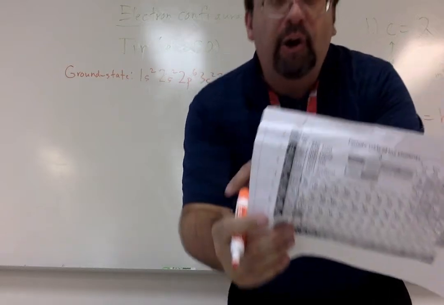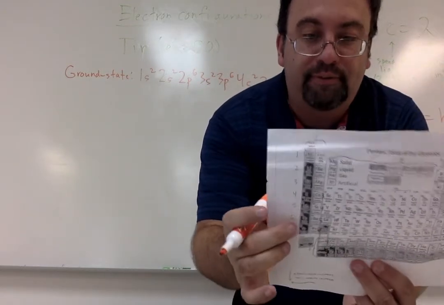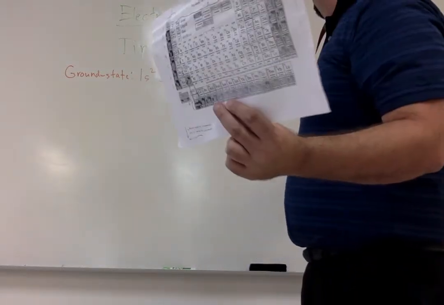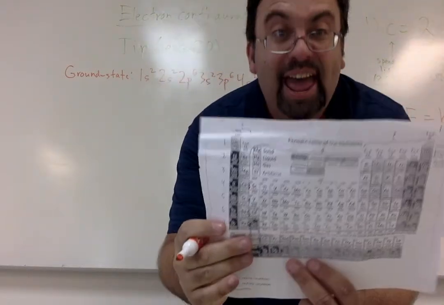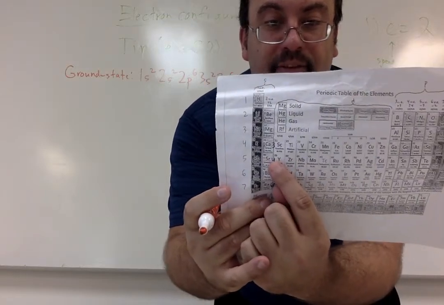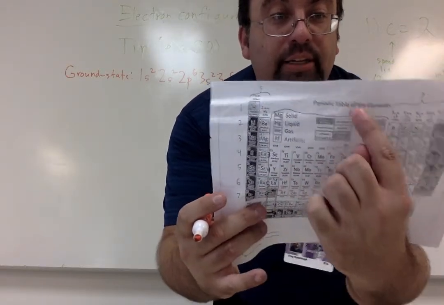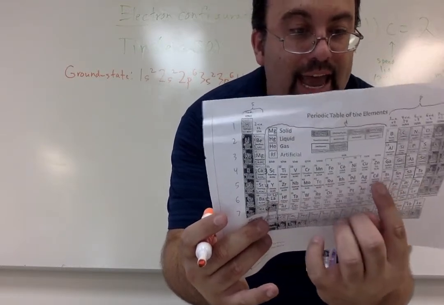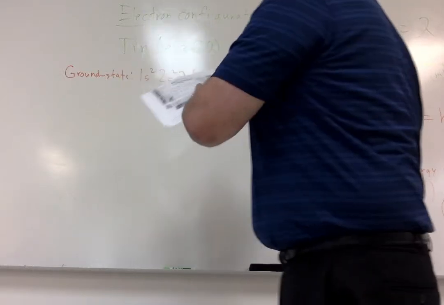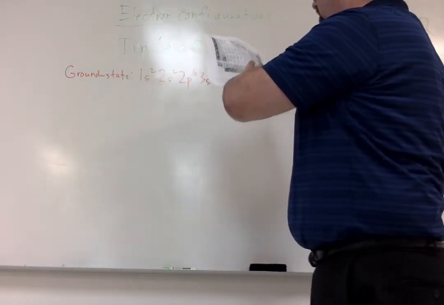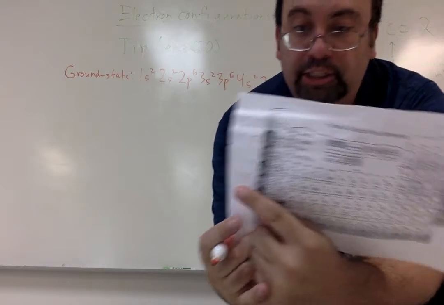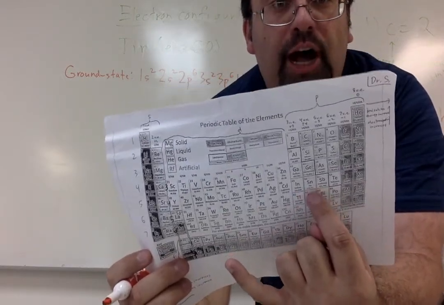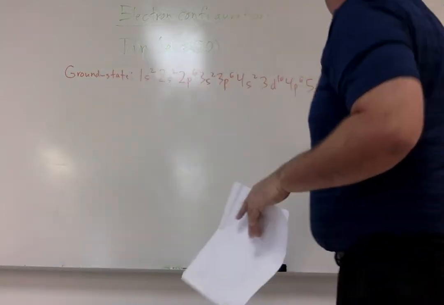Okay. Then we're going to go up to the fifth energy level. So this is going to be 5s2. Then, remember, this is not the fifth one, but 4d for the d. So 4d10. And then finally, we're going to go to 5p2. So we're going to stop there. So 5p2.